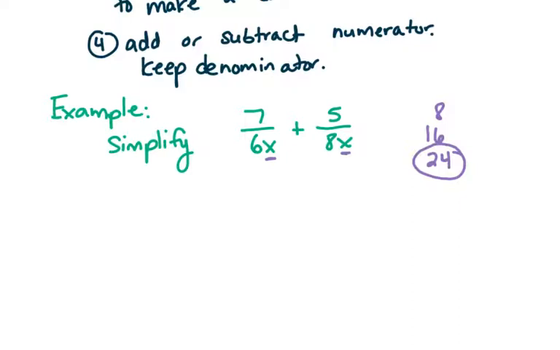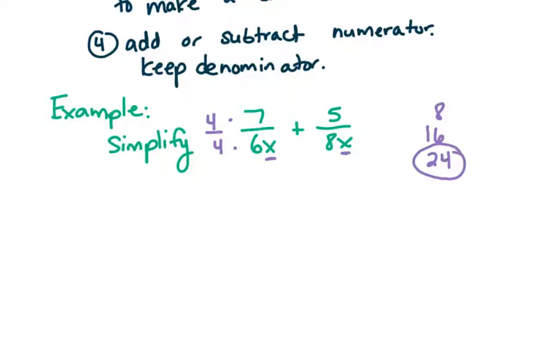So to get 24, I would need to multiply the 6 by 4. However, I can't just multiply to the denominator because then I'm changing the value of the fraction. So I also have to multiply to the numerator. And the reason why this works is because 4 divided by 4 is really just the same thing as 1. So I'm really just multiplying my fraction by 1. I'm not changing the value at all.